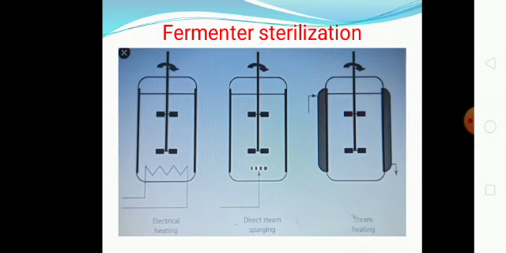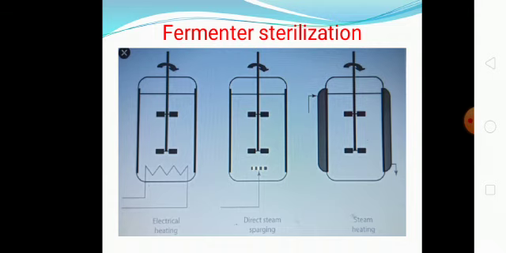In the middle image, you can see that steam will be sparged inside the fermenter. Here it is something like our air sparger. Air is forced into the fermenter through small perforated holes. In the same way steam can be forced, and that is called sparging. We call it direct steam sparging. Like a jet, the steam will enter into the fermenter and it will sterilize the entire fermenter.